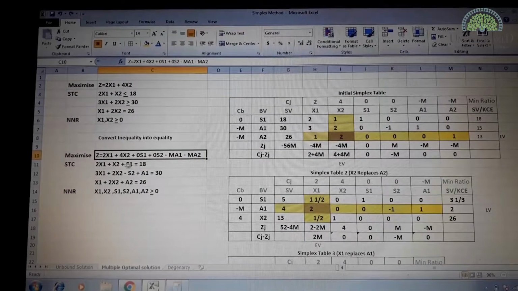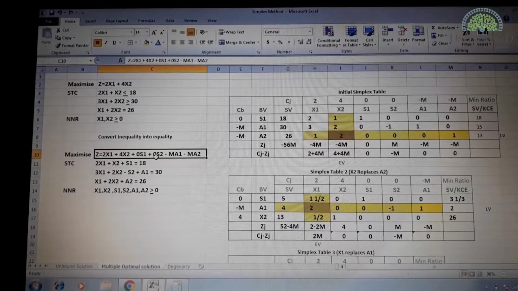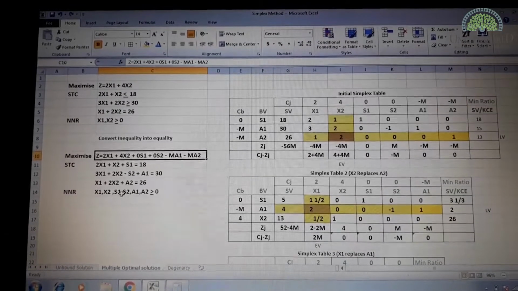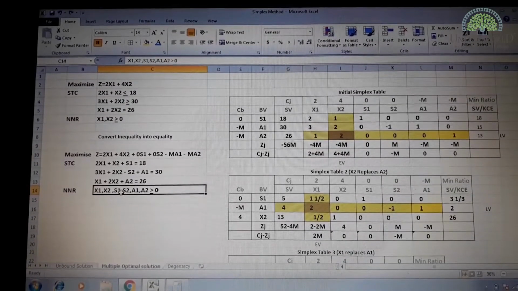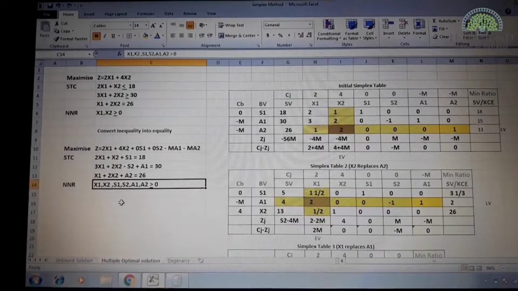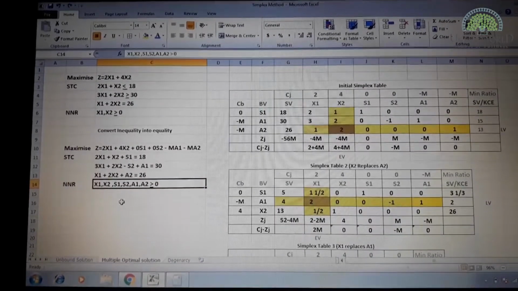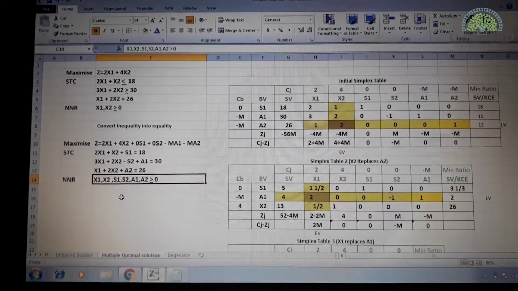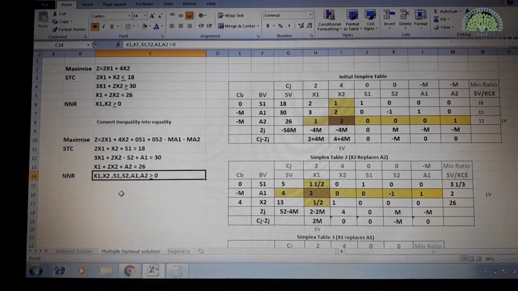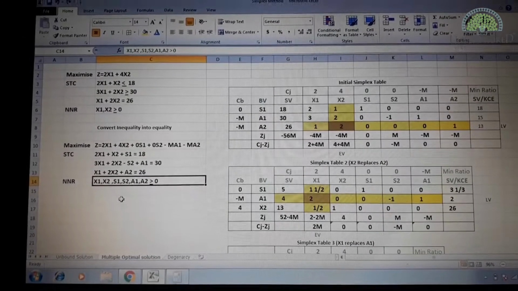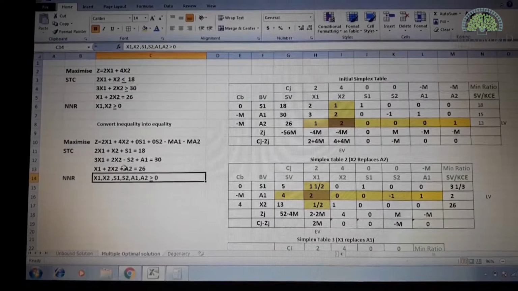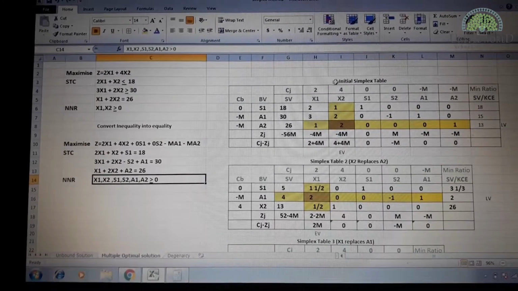Whatever variables you have added in the objective function and STCs have to be reflected in your non-negative restrictions also, which state that all your variables x1, x2, slack and surplus s1 and s2, artificial variables a1 and a2, all are greater than or equal to 0. Now once this step is done, we will move towards making up our initial simplex table.